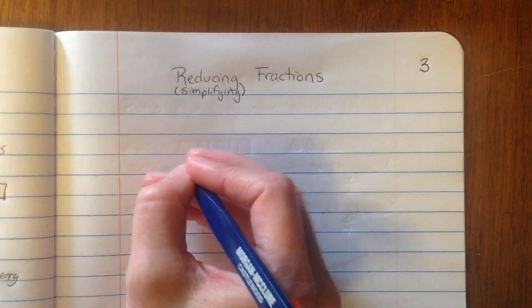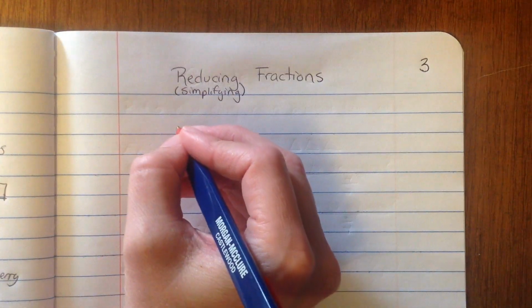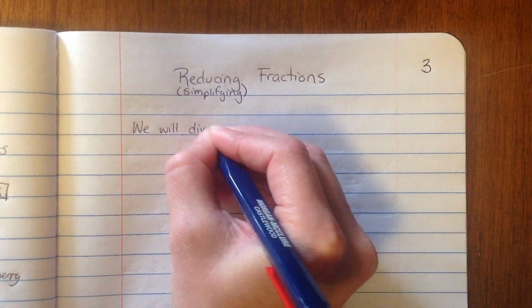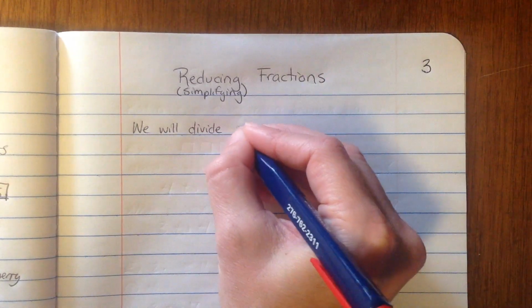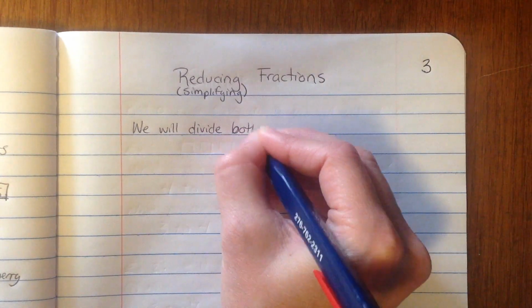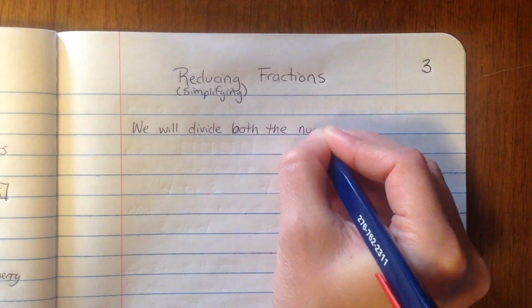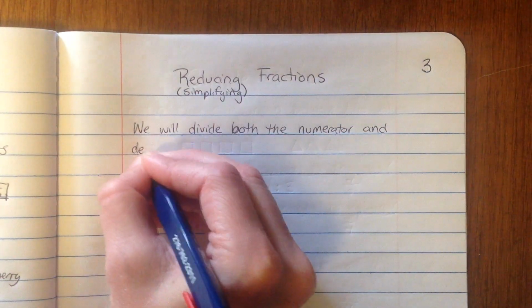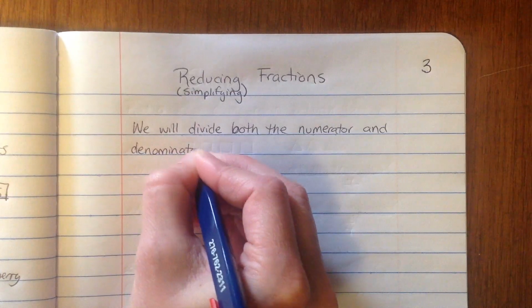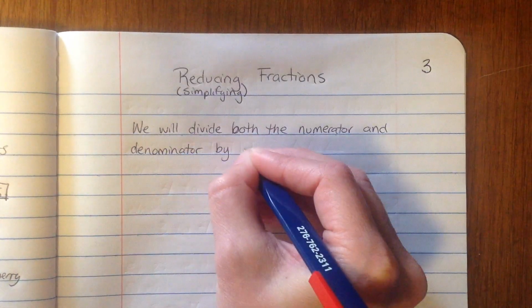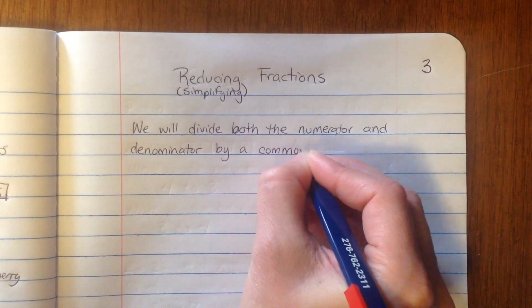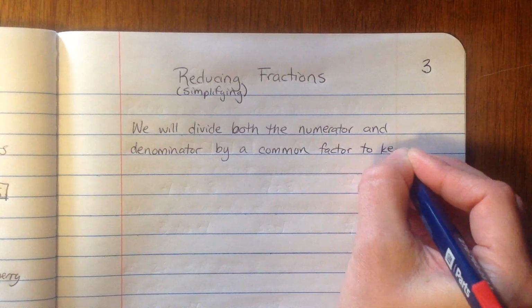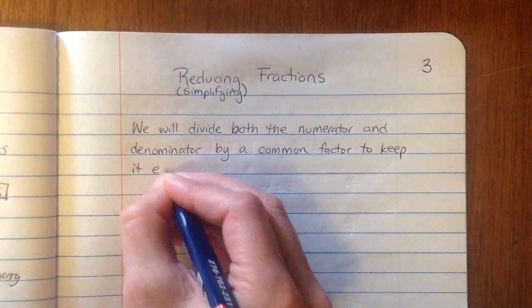So when we talk about reducing a fraction, what we really mean is we will divide both the numerator and denominator by a common factor to keep it equivalent.